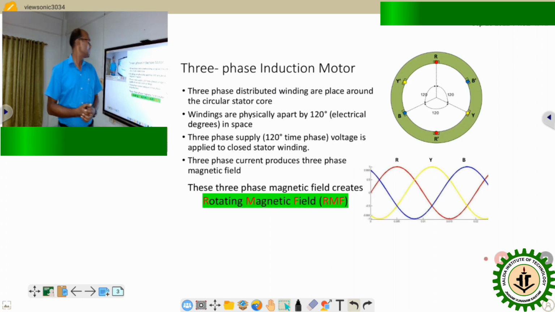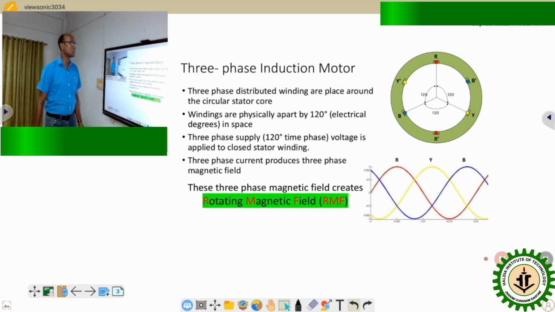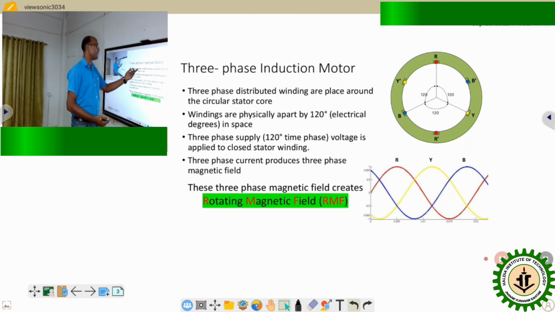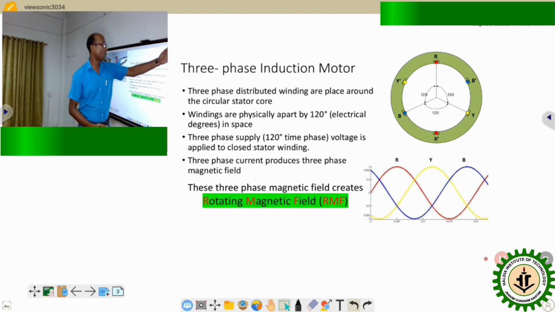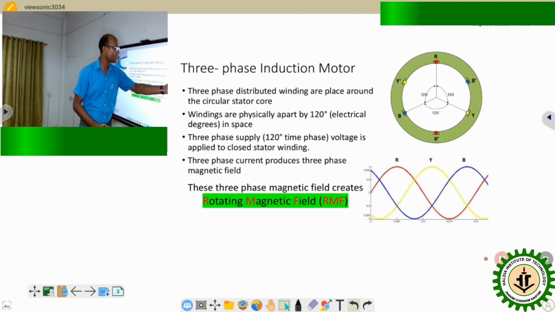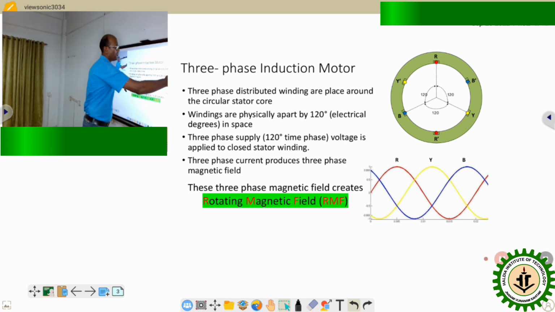First, in the case of a three-phase induction machine, go through this picture. This is the stator part of that machine, and because it is a three-phase induction machine, it has a three-phase distributed winding. The R phase is there, R and R dash, one where current is entering and one where it is exiting, 120 degrees apart with respect to the R phase. There is a Y phase, Y and Y dash. The third phase is the B phase, B and B dash, which is again 120 degrees electrically apart with respect to Y.